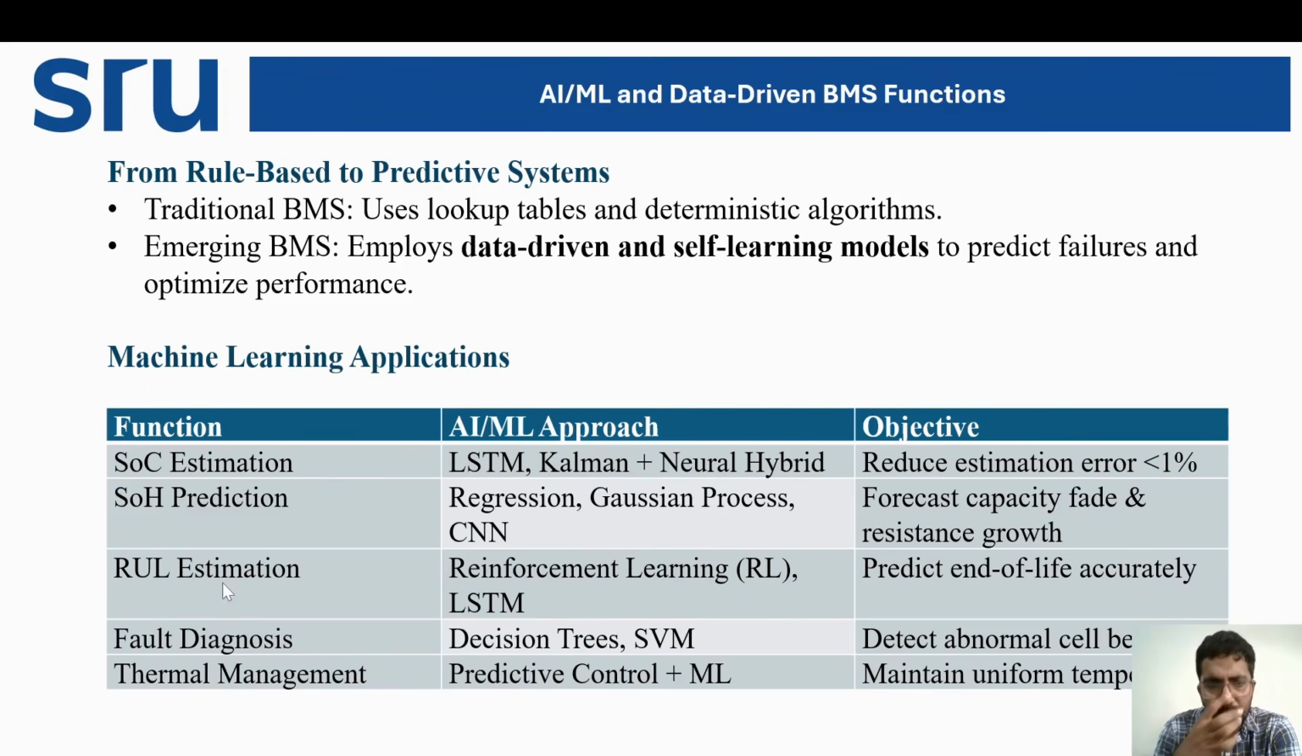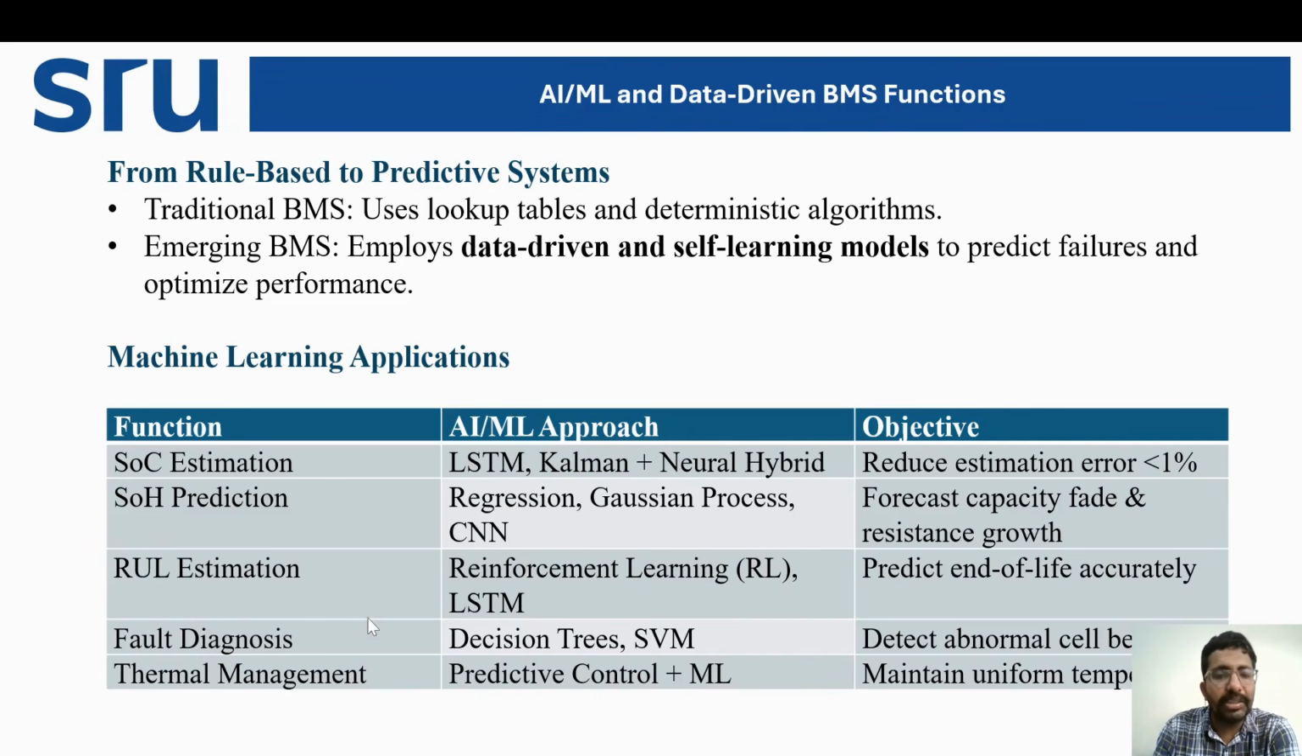Then remaining useful life estimation. How will we be able to implement reinforcement learning to estimate the remaining useful life? It will be able to predict the end of life accurately, meaning how many remaining charge cycles are available or how long a duration we have. We can make a guess based upon our everyday charging and recharging cycles, so that we know how long this battery will still survive, how long it will remain useful.